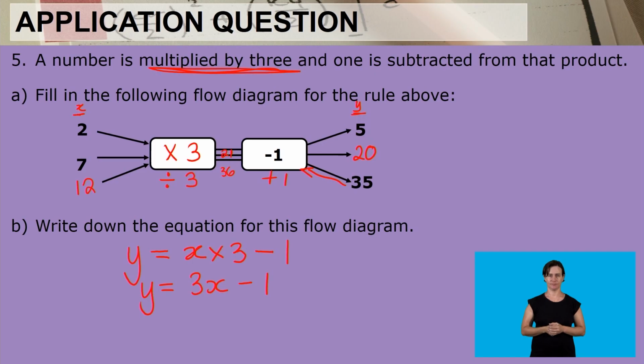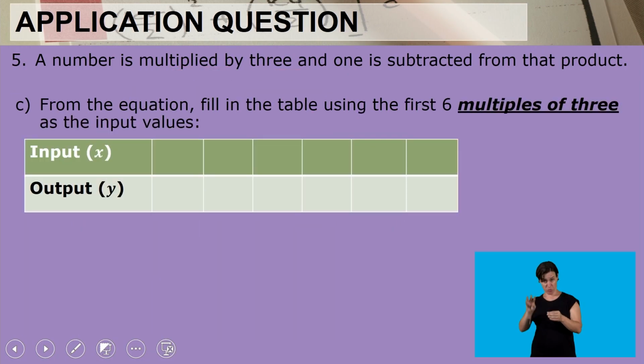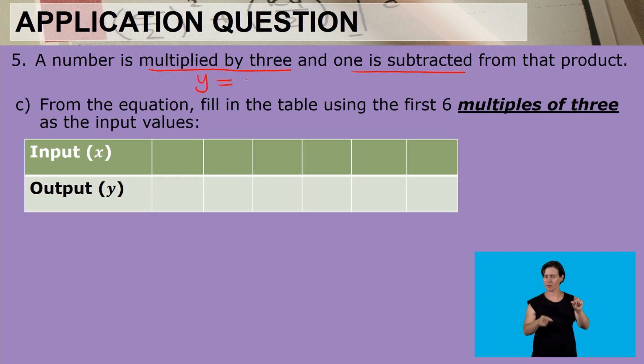Now, can we use these values to represent them in a table? Let's conclude with this question here. So we are still working with number 5. We're still working with a number being multiplied by 3 and 1 being subtracted from that product. So C there says, from the equation, do you remember what our equation was? Our equation was y equals 3x minus 1. So from that equation, fill in the table using the first 6 multiples of 3 as the input values.